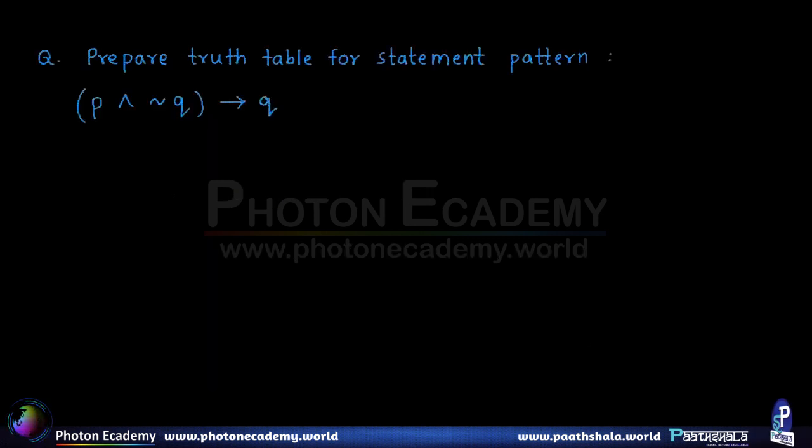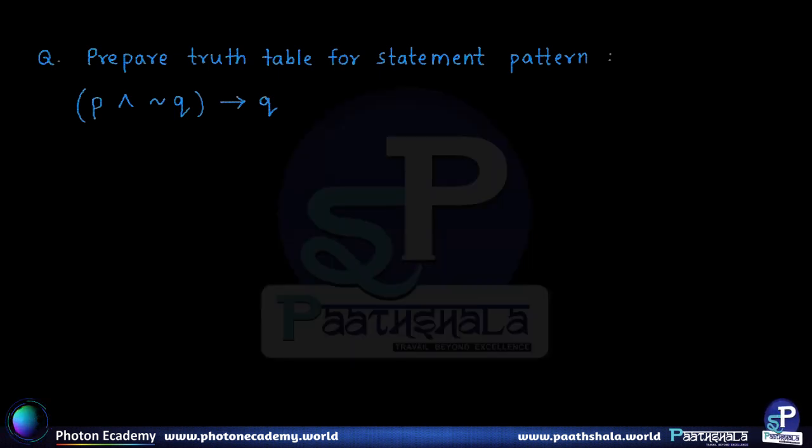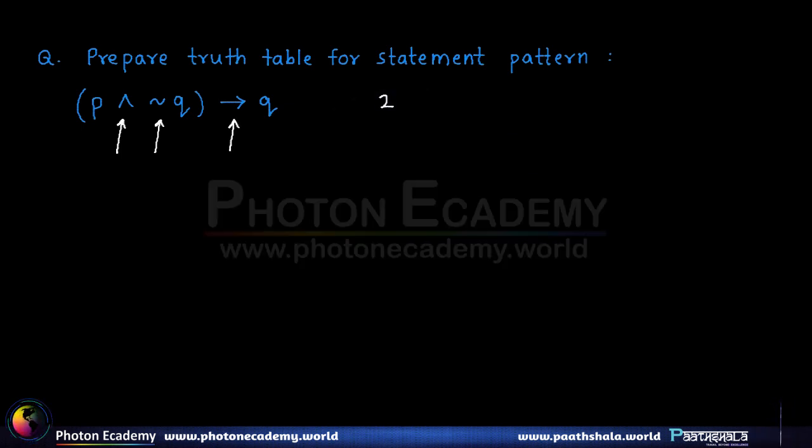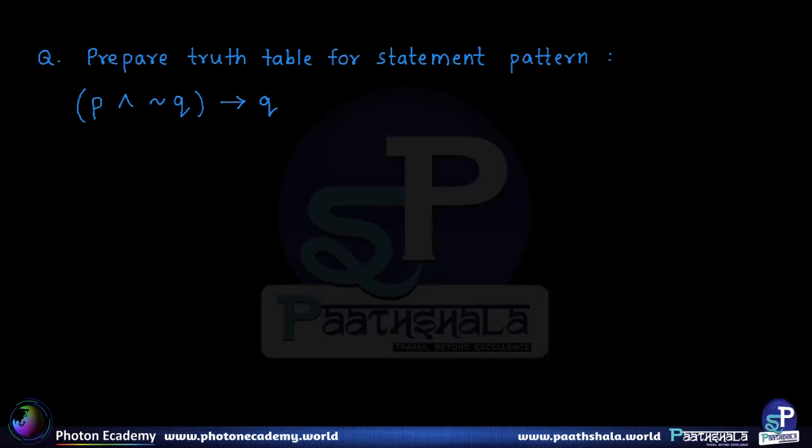Prepare a truth table for the statement pattern given as P and negation Q whole implies Q. Okay, so here as per the rule, let's observe how many simple statements there are. We observe that there are only two, that is P and Q, right? And there are three connectives used, that is one conjunction, then negation and conditional or implication. So that means 2 plus 3 equal to 5. We would need 5 columns to prepare the truth table. Okay. So let us do that and complete the truth table.